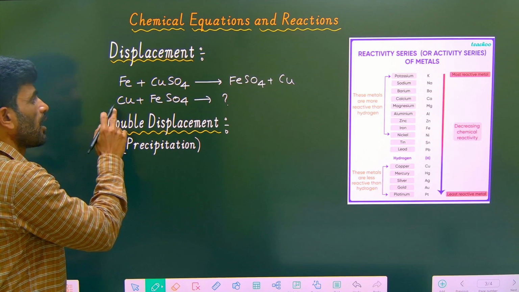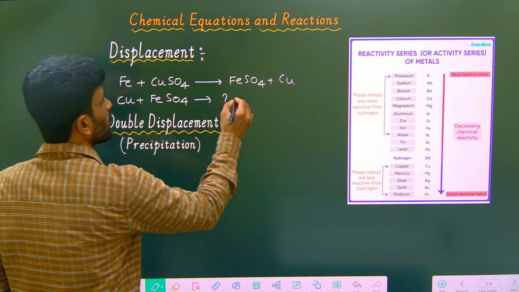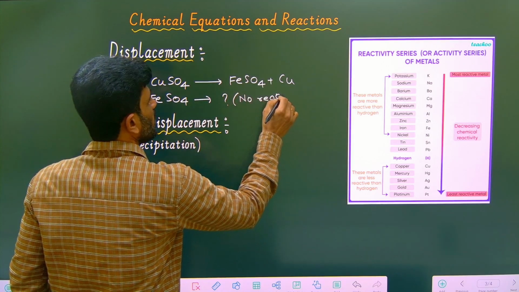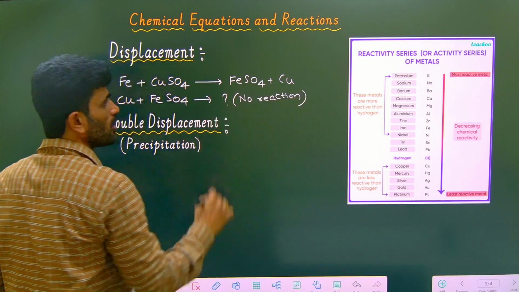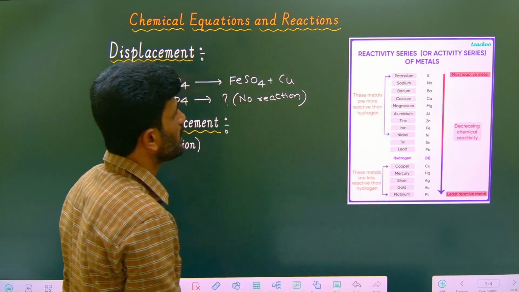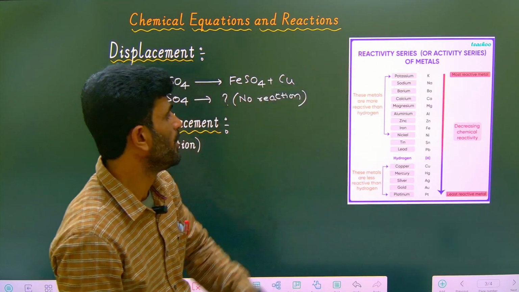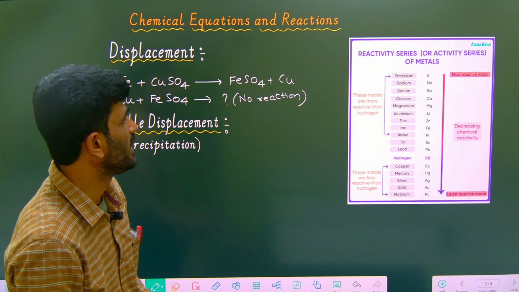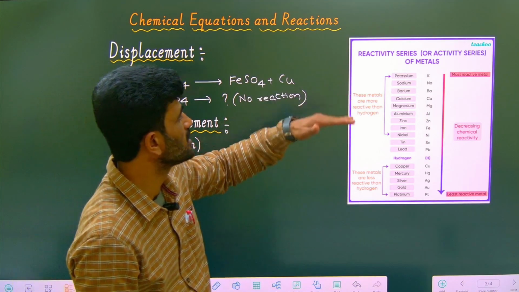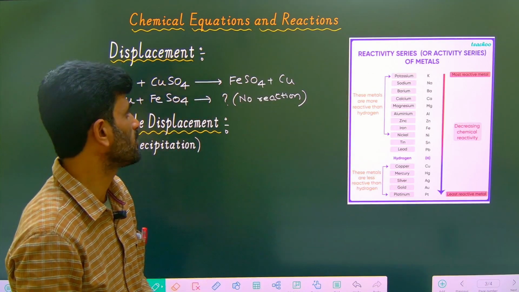But here copper cannot displace iron because copper is less reactive. So what you have to write here? No reaction. No reaction will take place. This is based on the reactivity series. Try to remember which are highly reactive and which are less reactive. It depends on hydrogen. All the metals above hydrogen we take as highly reactive and those below as less reactive. Not only that, even with potassium and sodium, sodium cannot replace potassium because potassium is more reactive than sodium.